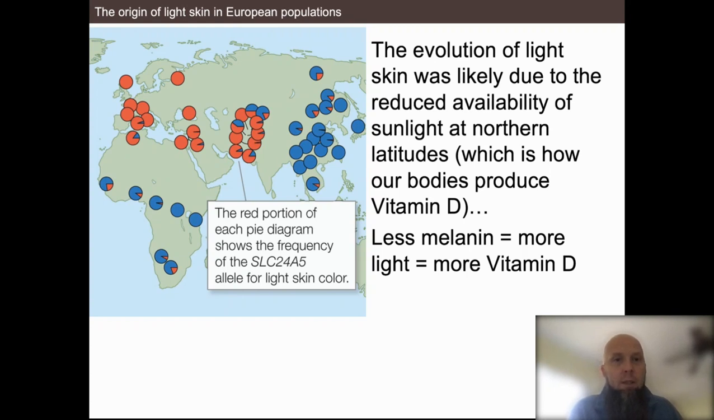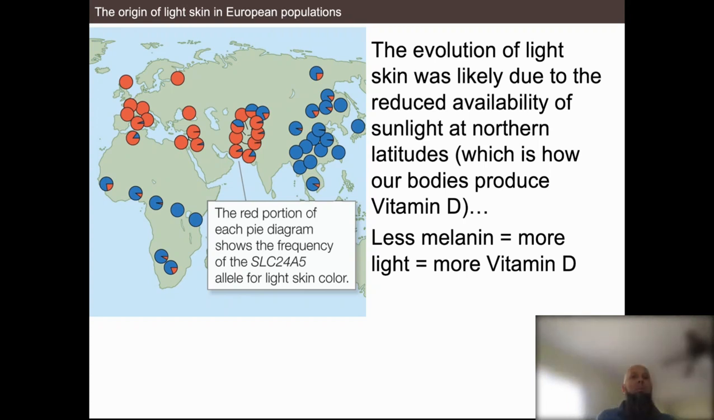Now you'll notice the blue pie charts indicating a very low frequency of the light skin color allele in Central Africa, where skin coloration is darker. That's what you would expect to see. What's a bit surprising is that in Eastern Asia, that light skin color allele is also quite rare, okay? But skin color in that region is quite light, and they are also subjected to the same lack of sunlight.